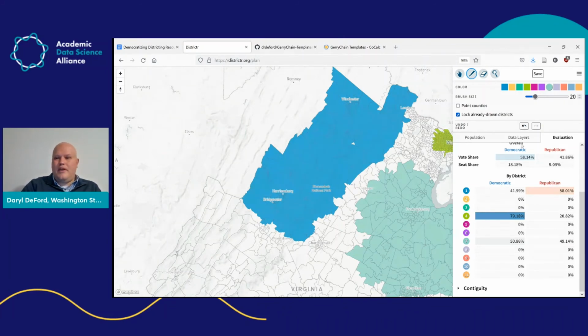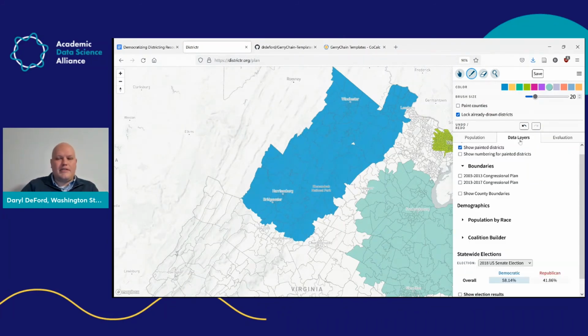If we want to see how the people are distributed across the state, we can use this data layers tab. And it gives us a couple of different things. So it can first show us the painting we've done so far of defining our districts.